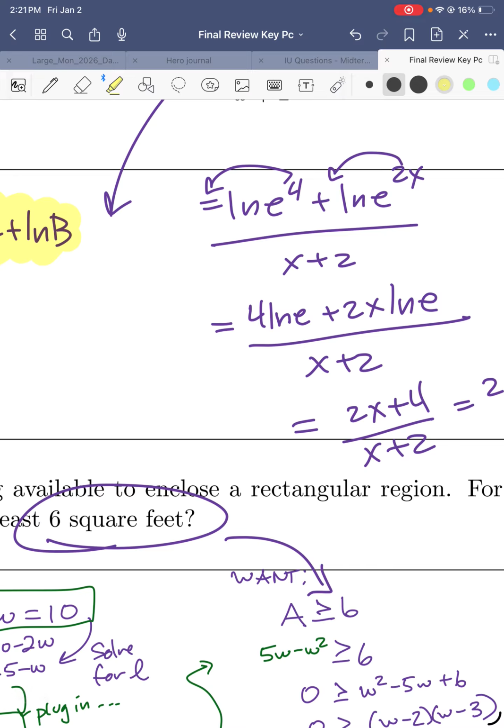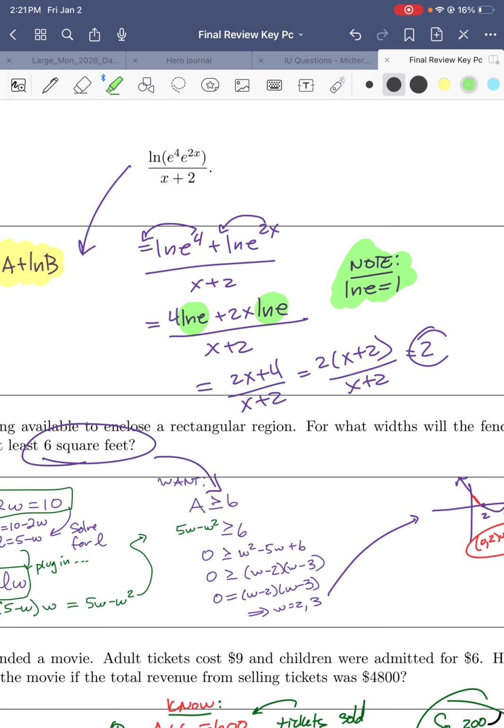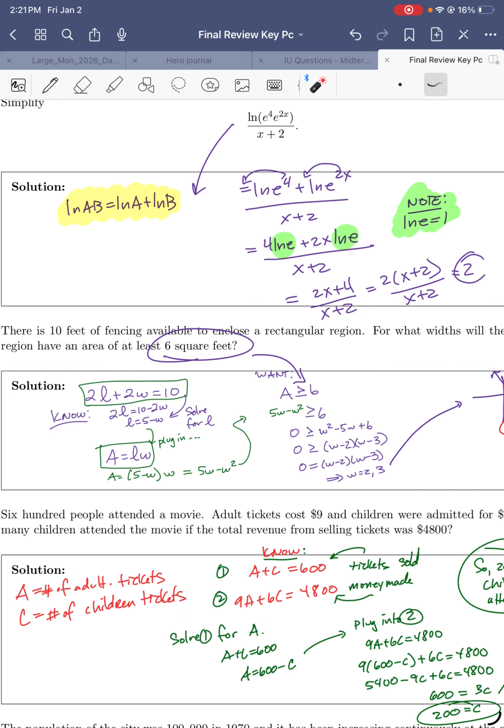But then I must know that the natural log of e is 1. You've just got to know that. So if the natural log of e is 1, then this is 1 and this is 1. So I get 2x plus 4 on the top, it simplifies to 2. How pretty.